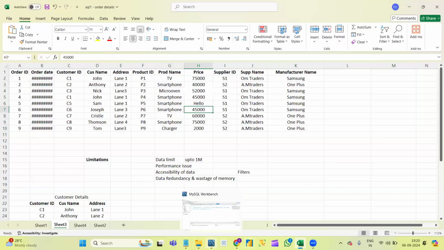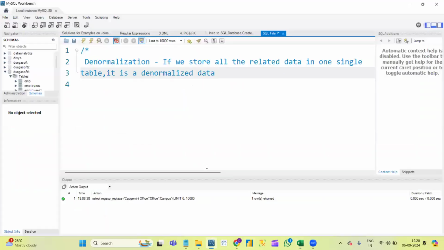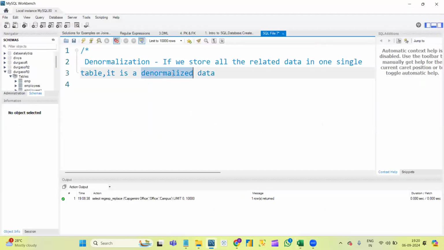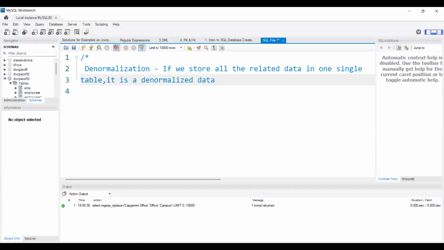As I said, if we store all the related data in one single table just like this, that is called denormalized data. Now, if we store the data like this, we will have some anomalies. Anomalies are nothing but problems or challenges. What are the disadvantages here? If I store the data like this in the denormalized form, as you saw in the example just now, let's take the same example. If I'm selling any products and I store the same data in an Excel file, what disadvantages or problems will I face?